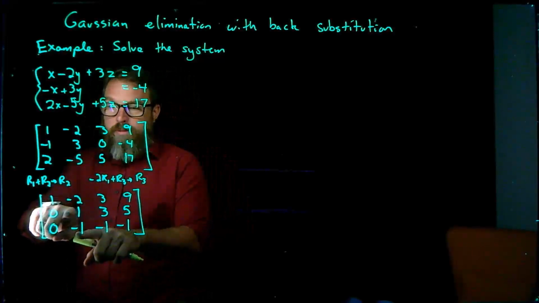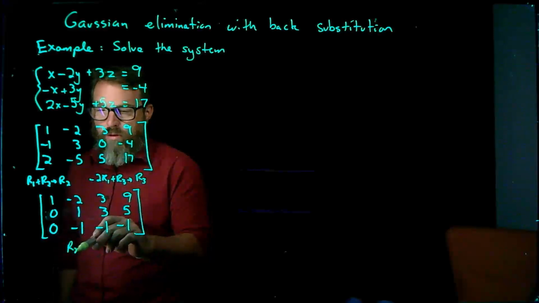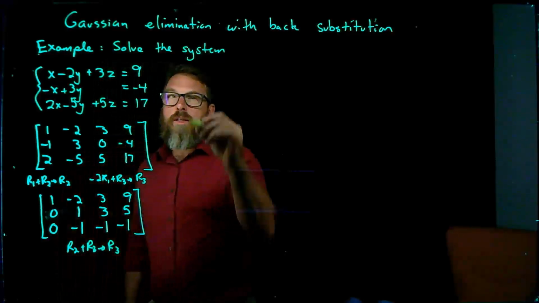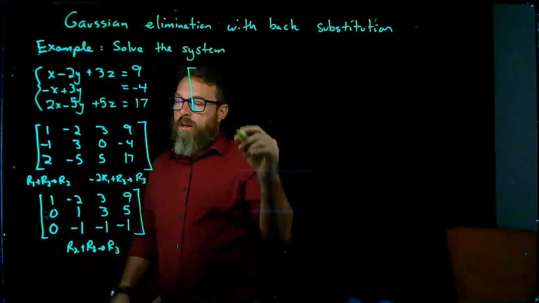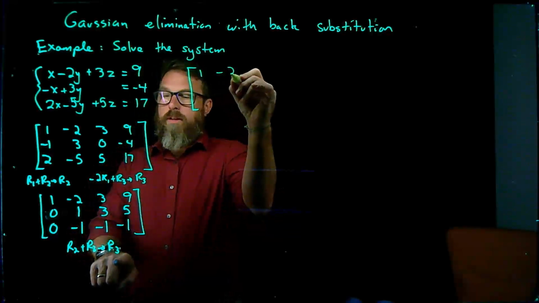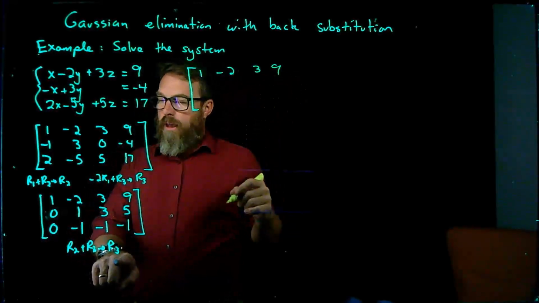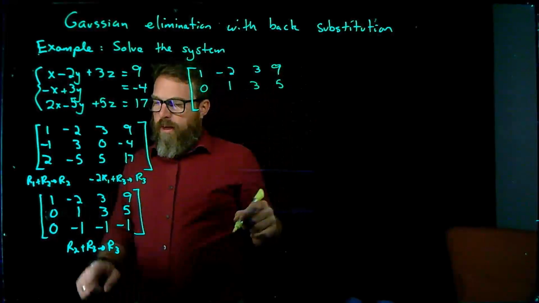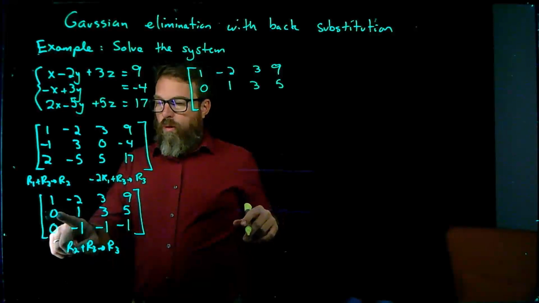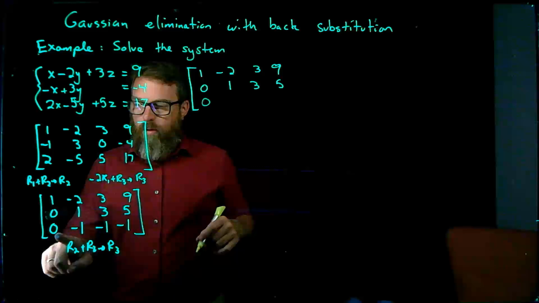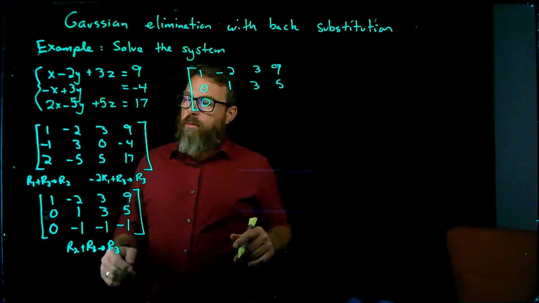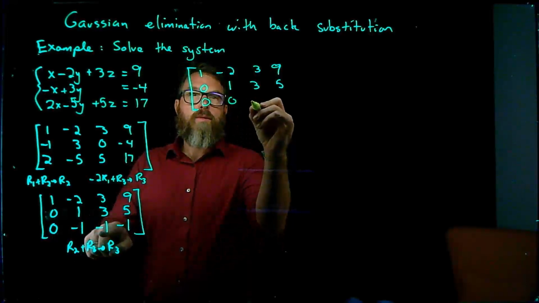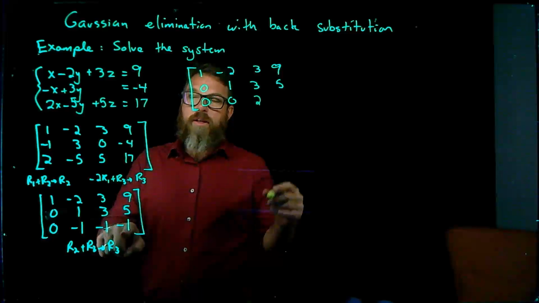Since these are already opposite in sign, I can just say row 2 plus row 3 is going to be my new row 3. So the only thing changing is row 3. I'm going to write 1, negative 2, 3, 9. And row 2 is unchanged, 0, 1, 3, 5. Now, row 2 plus row 3, since this is 0, it's going to be 0. That's why we go from left to right. 3 plus a negative 1 is going to be 2. And then 5 plus a negative 1 is going to be 4.